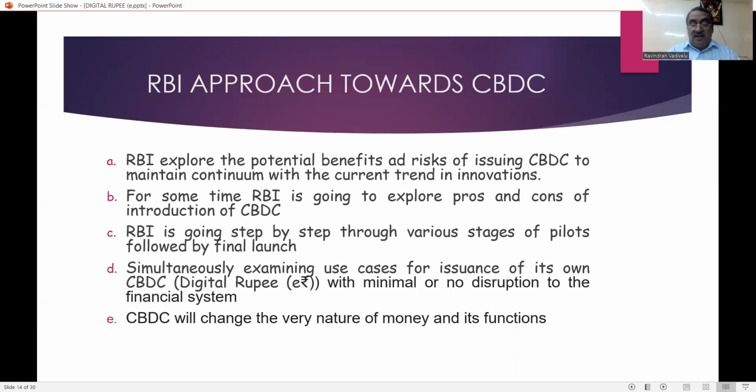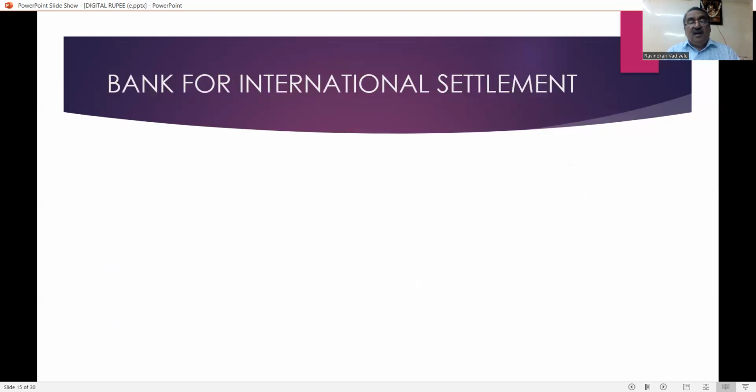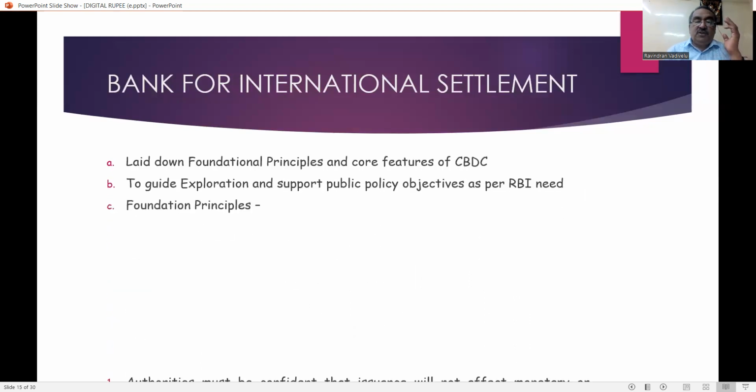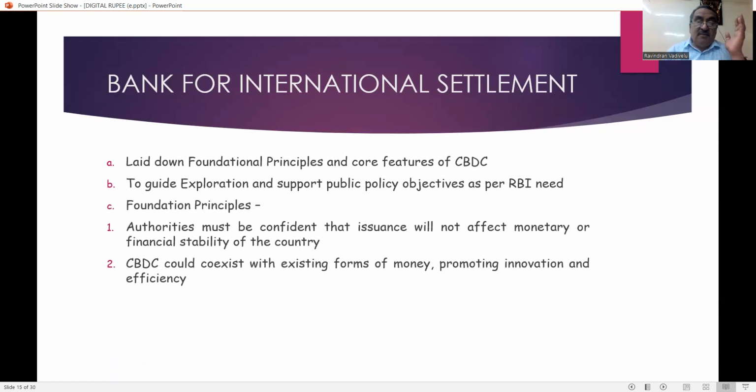So the CBDC will definitely change the nature of money and its bank for international settlement. The RBI's view is that this money can be used for international settlement. So since this is going to be handled in international settlement, the RBI has laid down foundational principles and core features of CBDC.